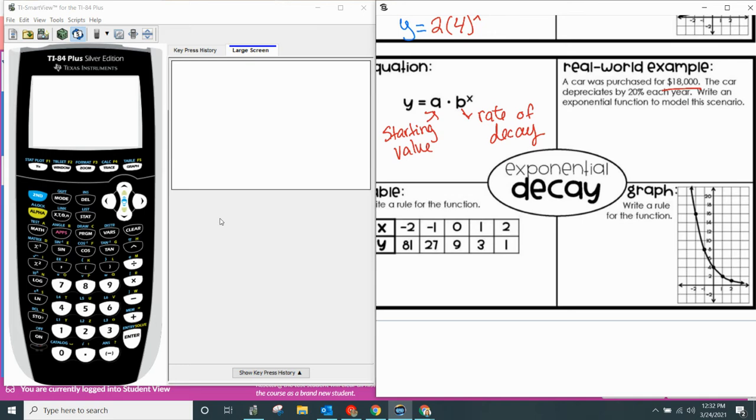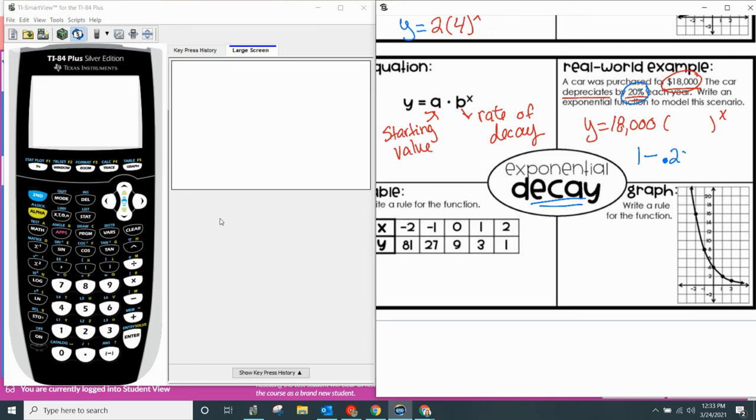So this car is depreciating. Again, that means decreasing in value by 20% each year. So write your function. Well, we know our starting value was the 18,000. So that's our y-intercept. Okay, so now we need to figure out the rate and raise it to a power of x. Well, they told us that the rate is depreciating by 20% each year. But again, because it's decay and exponential, you either have to add it to 1 or subtract it from 1. So because this one is decay, we're going to subtract. We're going to say 1 minus the 20% as a decimal.